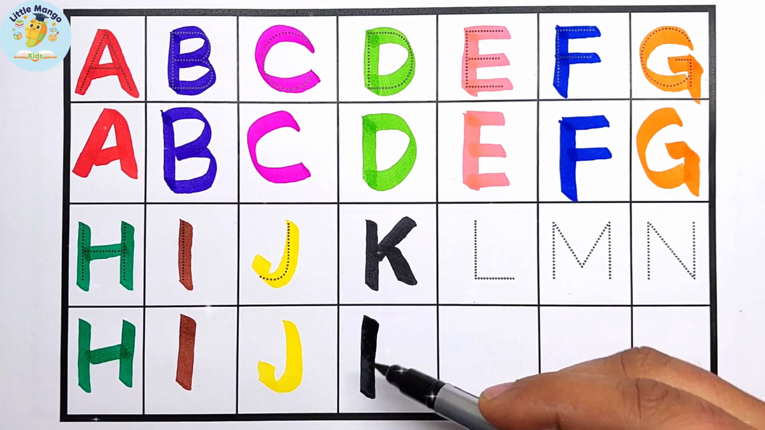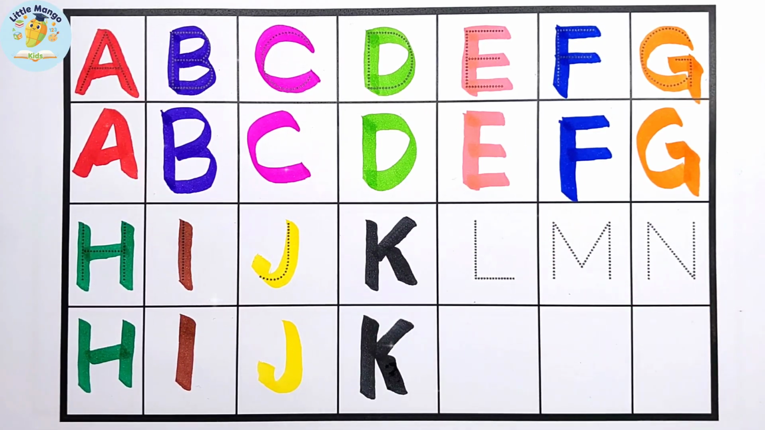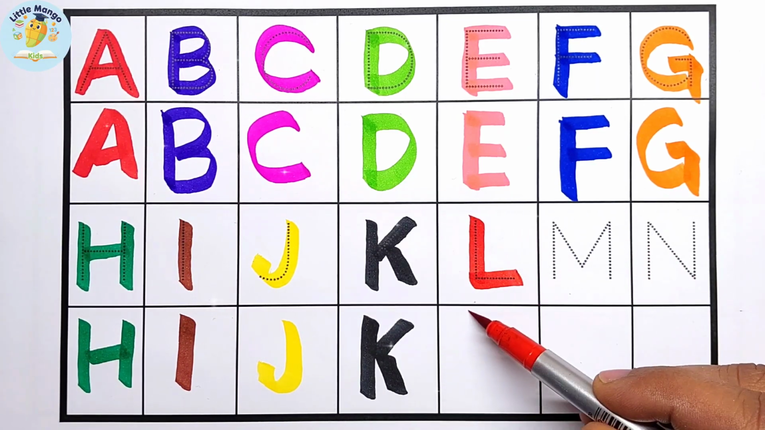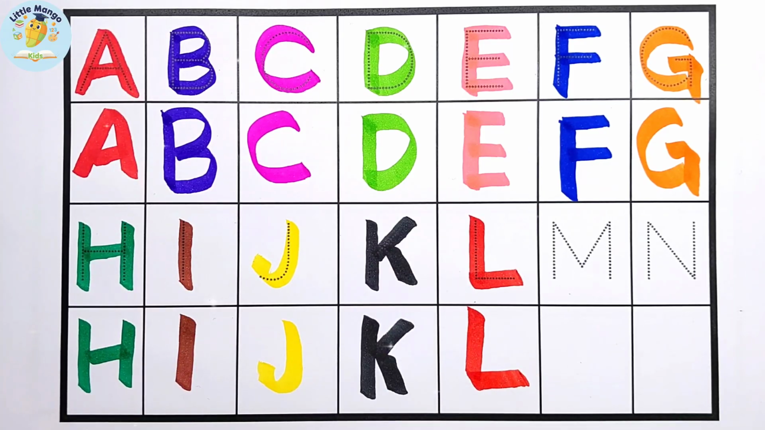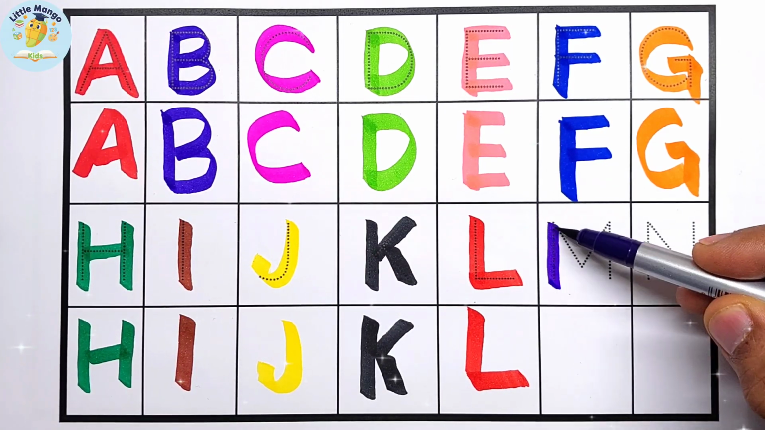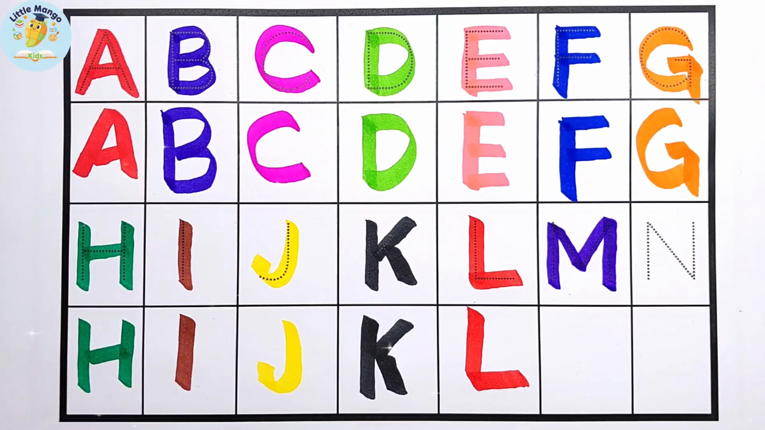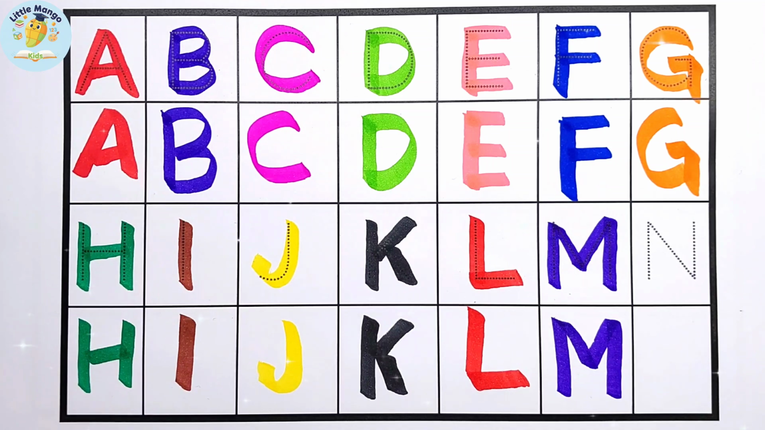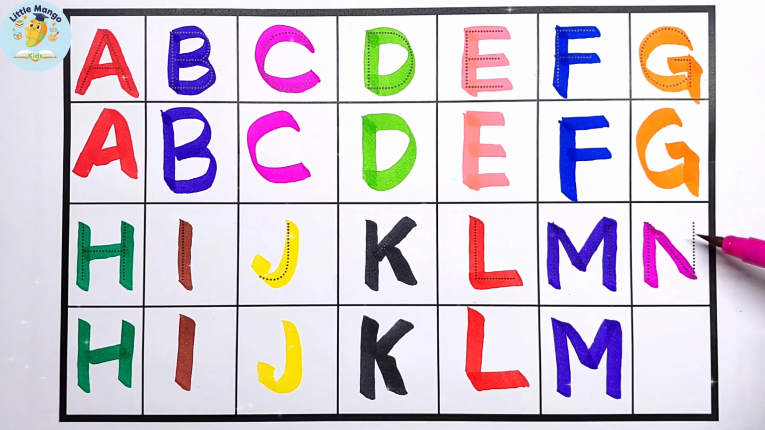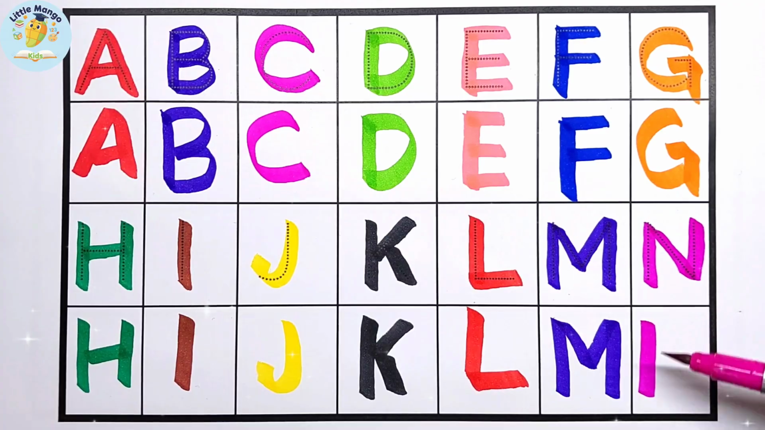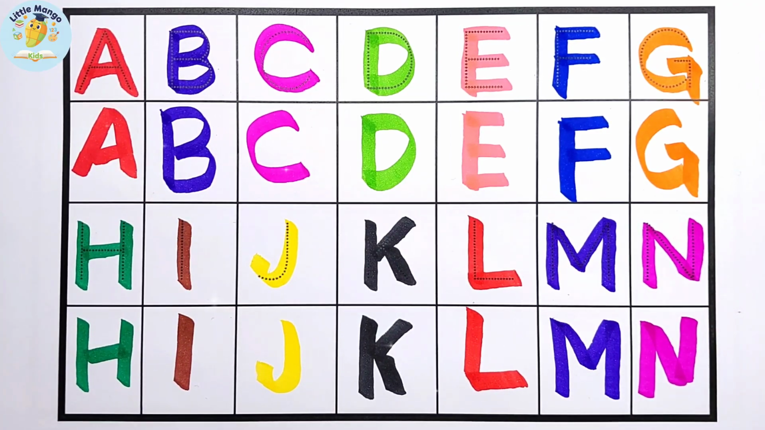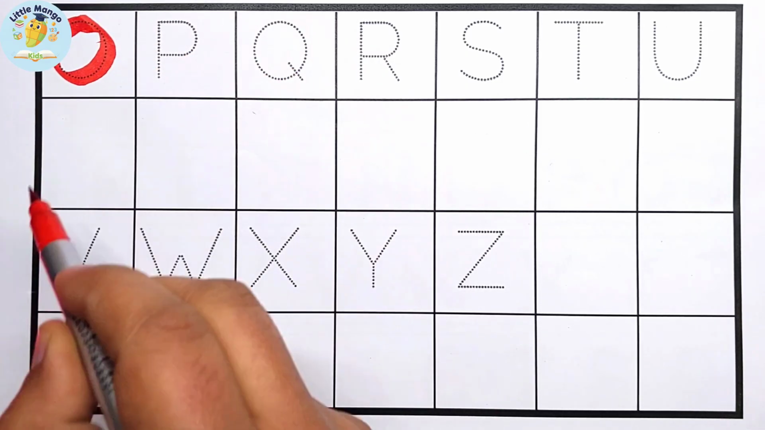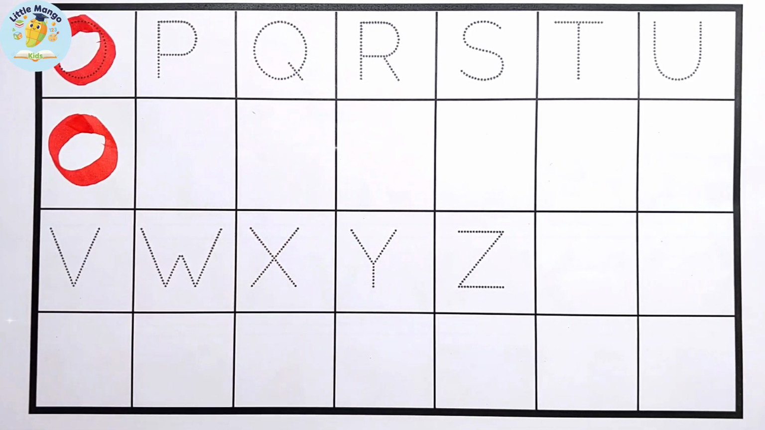K. K is for kite. L. L is for lion. M. M is for monkey. N. N is for nest. O. O is for orange.